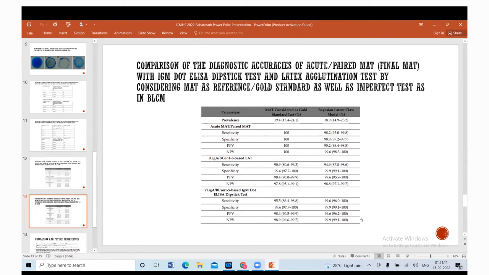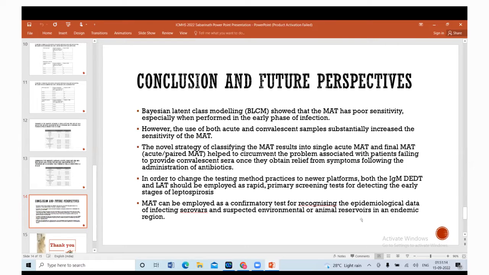Coming to the conclusion, Bayesian latent class modeling showed that the MAT has a poor sensitivity, especially when performed in the early phase of infection. That is, the single acute MAT has less sensitivity. However, the use of both acute and convalescent serum samples substantially increased the sensitivity of MAT.